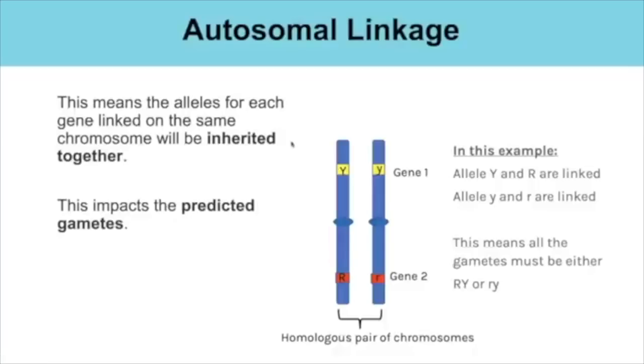So they have to be inherited together, because in meiosis, when gametes are made, that whole chromosome will be pulled to create one particular gamete, and this chromosome will then be pulled to the other pole to create the other gametes. So that would mean you would have to have the 2 dominant alleles for the Y and R gene inherited together, and the 2 recessive alleles for the Y and R gene inherited together, as those would be the only 2 types of gametes that could be made.